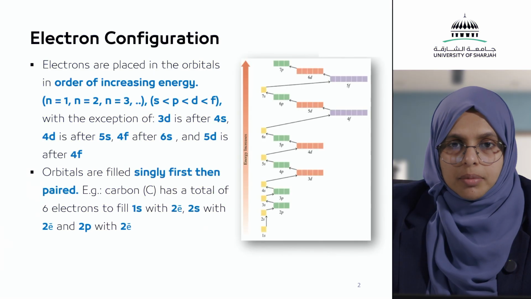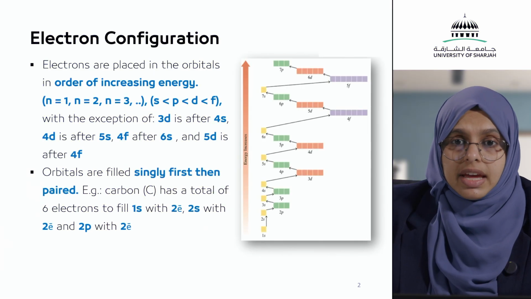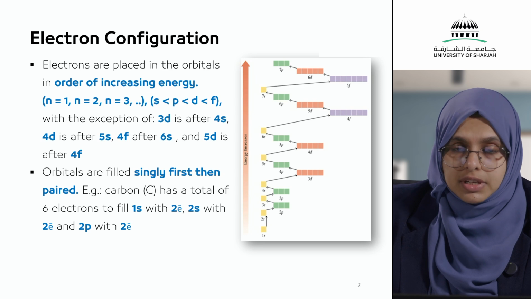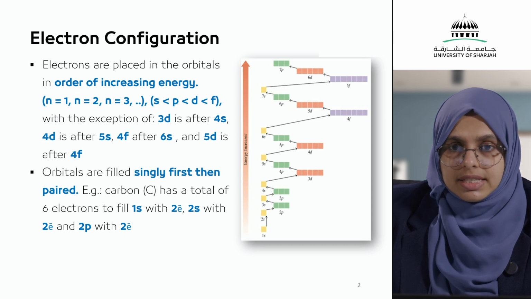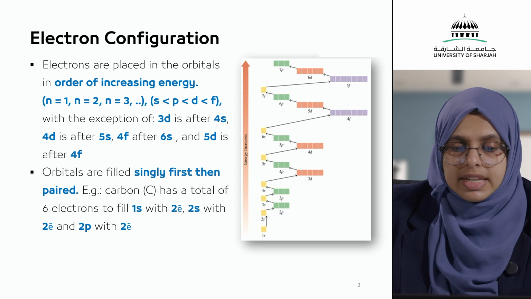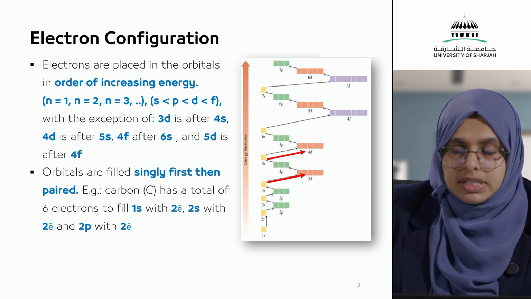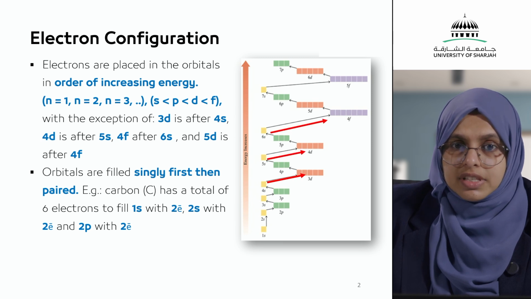Electrons are placed in the orbitals in the order of increasing energy. Electrons are first filled in the energy level 1, 2, 3, etc., and the same for the subshells s, p, d and f, with the exception that 3d is after 4s, 4d is after 5s, 4f is after 6s, and 5d is after 4f.